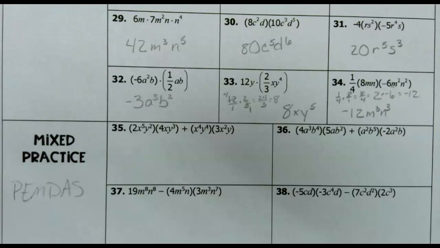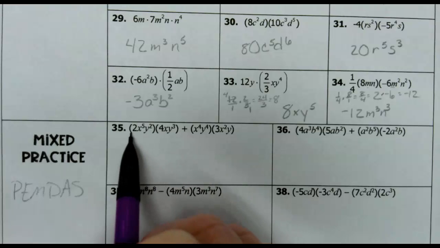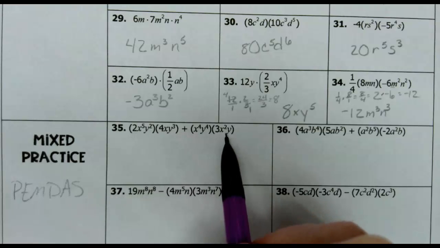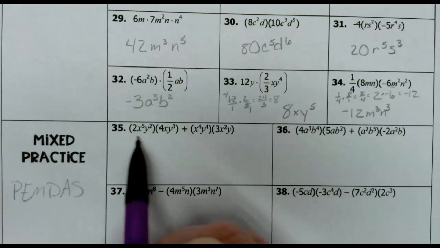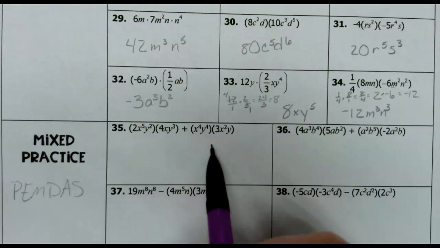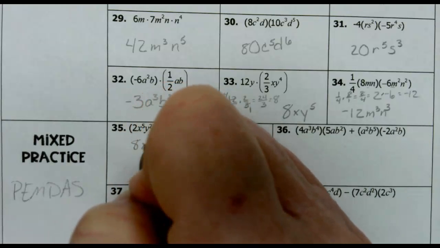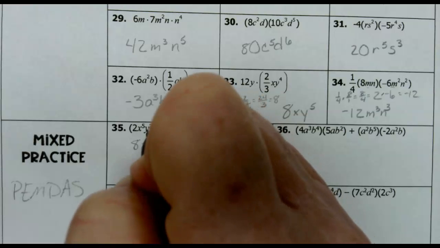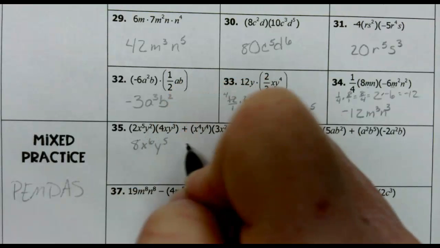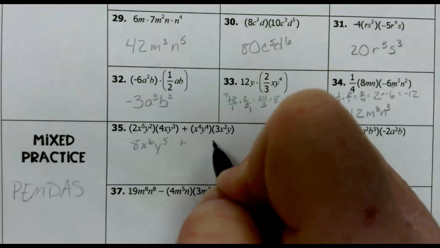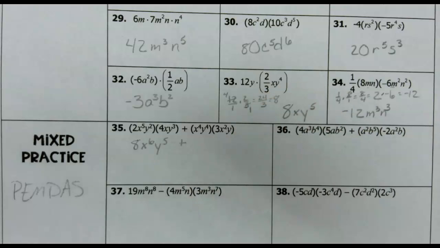So if I look here at number 35, I notice that I have two sides. I have addition in the middle and multiplication and multiplication. Well, according to our rules of order of operations, we have to multiply before we can add. So in these types of problems, you would multiply each side and then you would add them together. So 2 times 4 is 8. That's x to the 6th, y to the 2 and 3 is 5. Plus, we haven't done anything with that yet. So 3 times what?